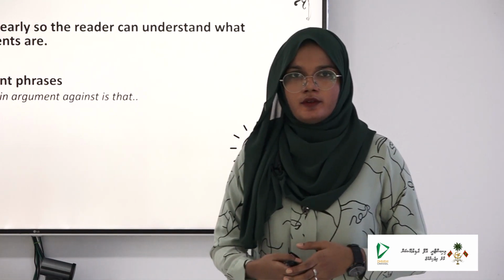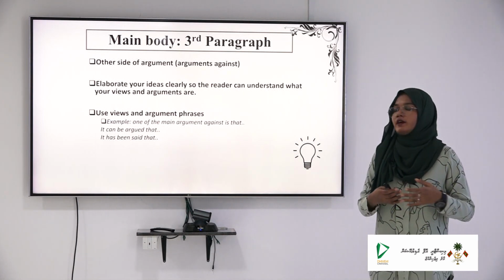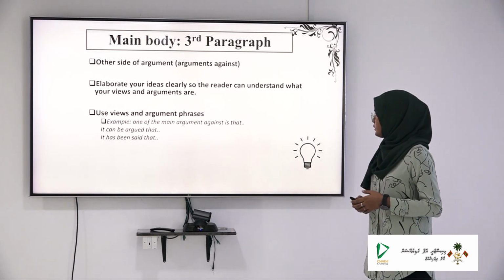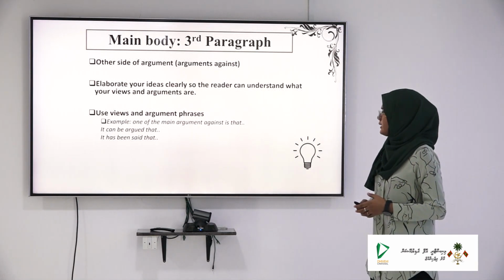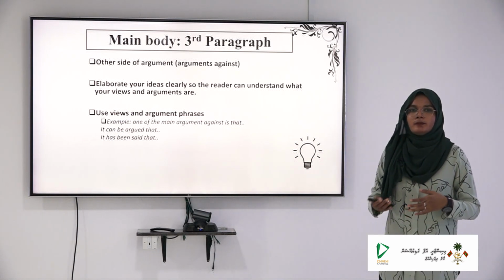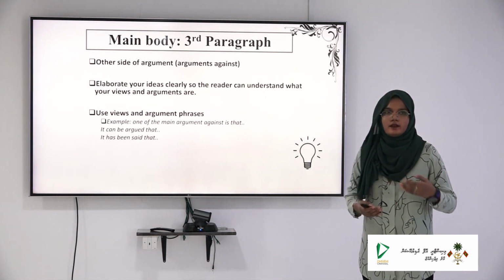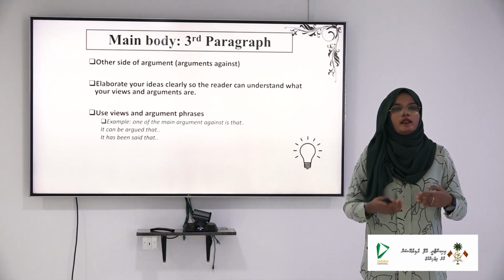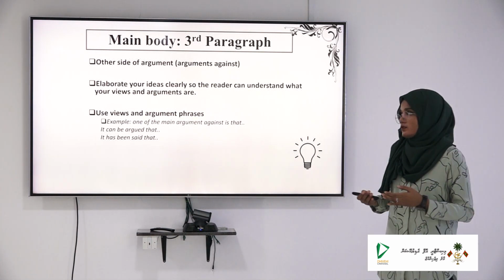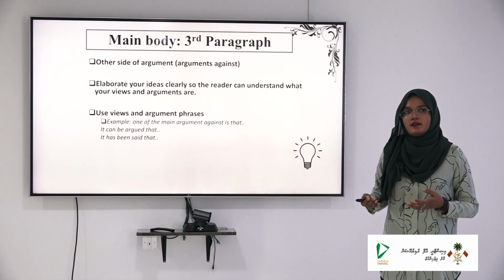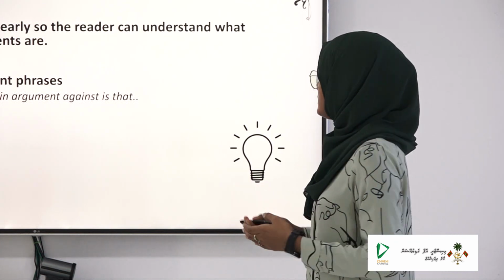As I said before, use views and argument phrases, but here instead of saying in favor of, you would be saying one of the main arguments against is that, or it can be argued that, it has been said that. Now you would be presenting arguments against using these phrases so that the reader would be able to understand that this is your argument against, because you would be using phrases such as one of the main arguments against, which means that this is not your arguments in favor. This would be the arguments against.